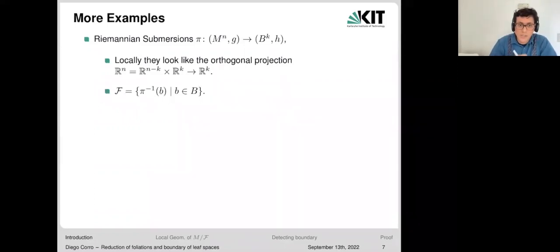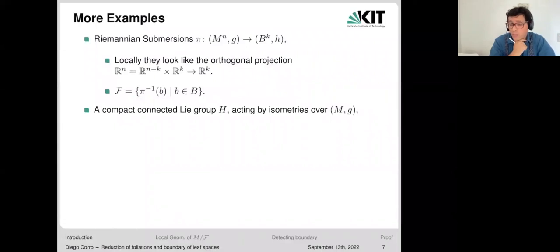So here my foliation is given by taking preimages of points. And the condition that the submersion is Riemannian is exactly saying that the leaves, the fibers, are parallel to each other, they're equidistant. And the condition on the vector fields is easily shown because you just look at the vector fields spanning the fibers.